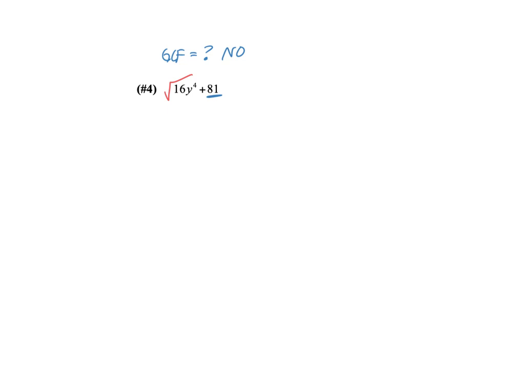16y to the 4th is really 4y squared when I take the square root of that. And the square root of 81 is actually 9. Okay, but I have a problem here. Does anybody see what my problem is?